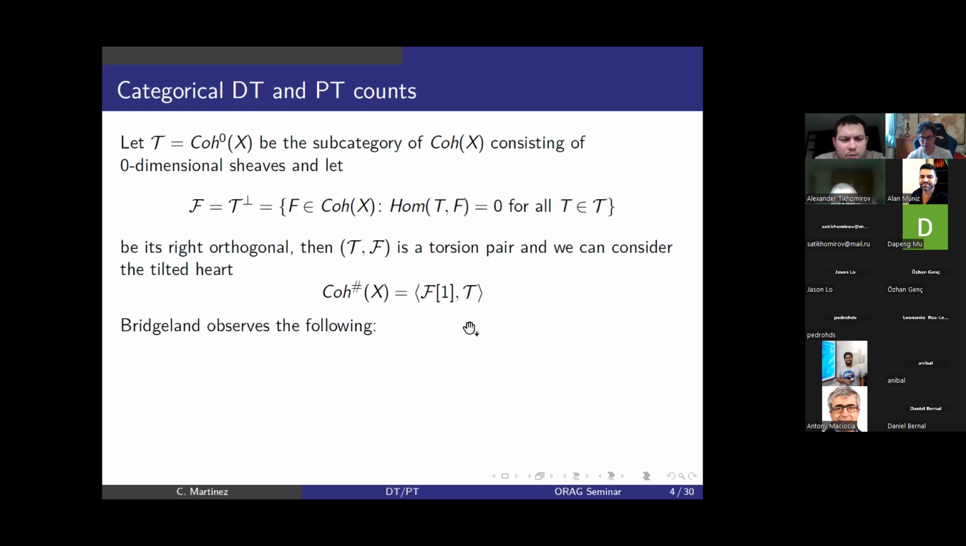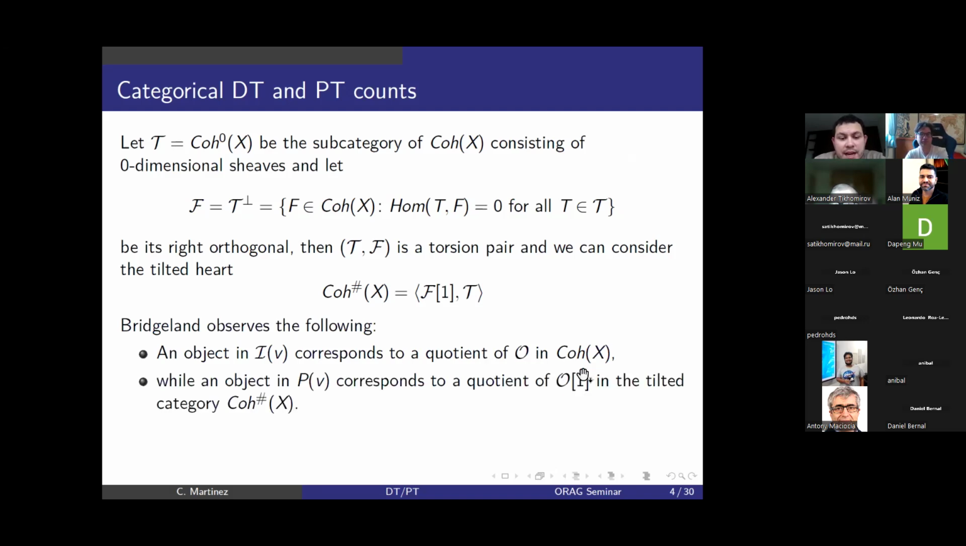And then what Bridgeland observes is that an object in the Hilbert scheme corresponds to a quotient of O, right? Really, it is the kernel, right? But if I try to measure all the kernels, then really I am also trying to count all the quotients of O in coherent sheaves, right?